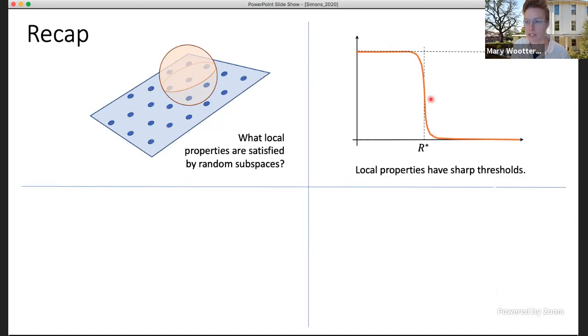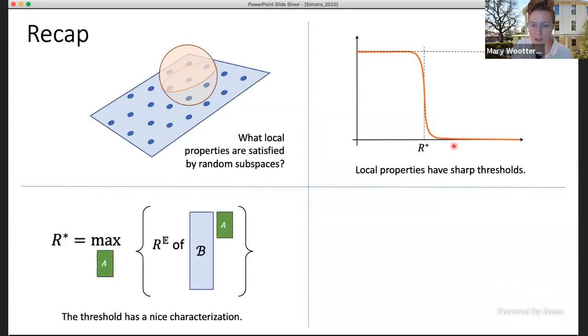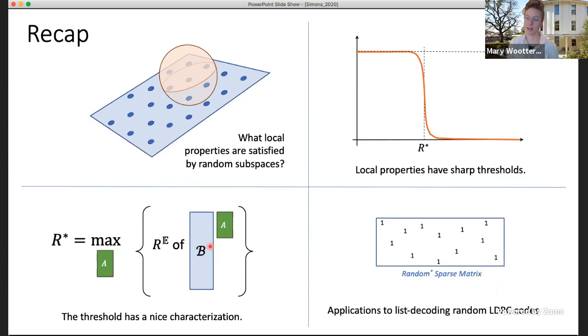So for any local property, there's some R star below which you're very likely to satisfy the property, and above which you're very likely not to satisfy the property. I told you that this threshold has a nice characterization. Basically, this first moment approach is almost right, just with one little tweak. In particular, that gives us some applications to list decoding random LDPC codes: if the first moment's all you need, well, at least we have the first moment results for random LDPC codes, so let's just do that. That allows us to translate these results.